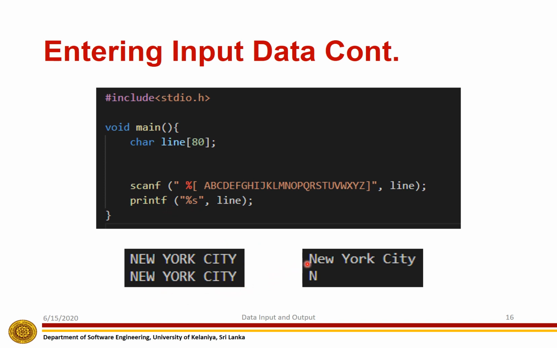See the second example. If we give New York City, N is capital, E and W are both simple letters. Then when the computer reads this, N is in the square brackets, but the simple letters are not in here. So the computer cannot recognize them. So it will ignore the rest of the thing. Only N will be read. That's why only N is printed. If we give the simple letters also inside the square brackets, it will print the whole thing. But it is somewhat cumbersome.